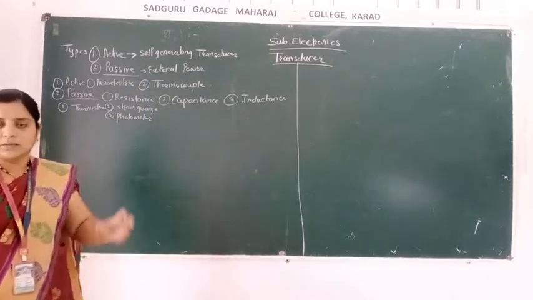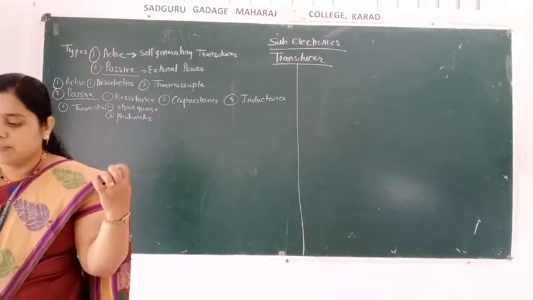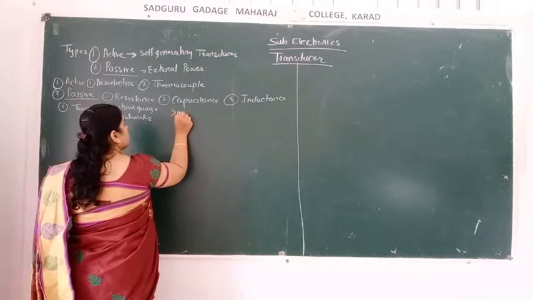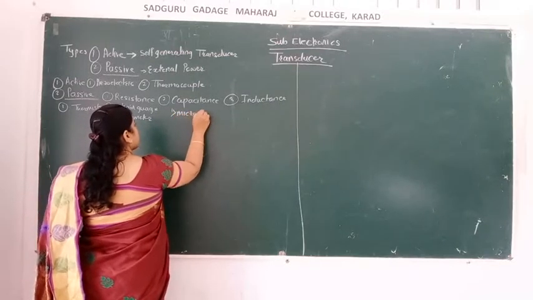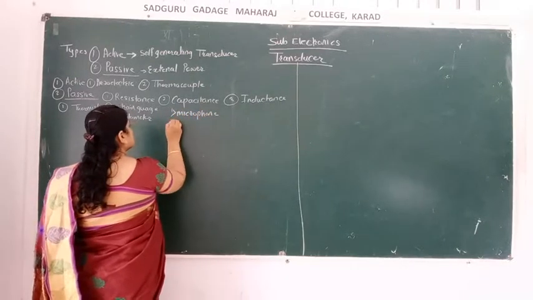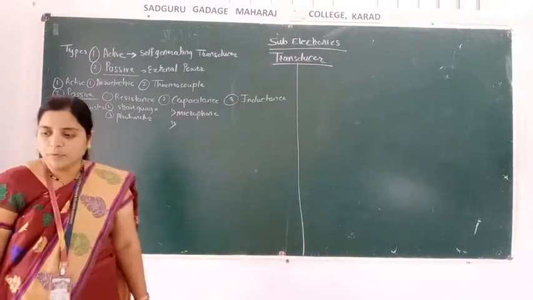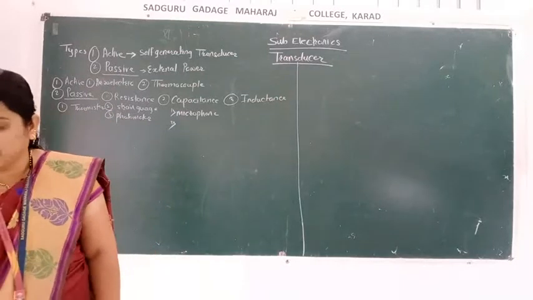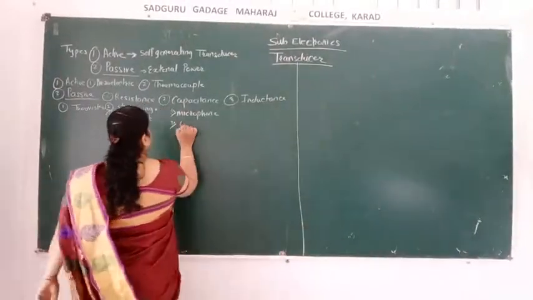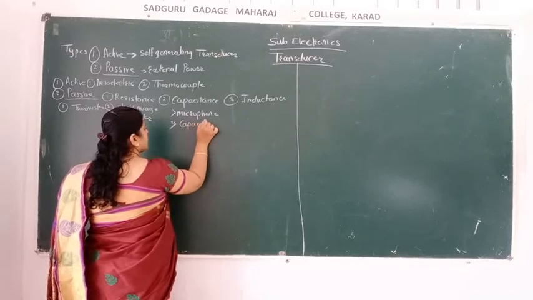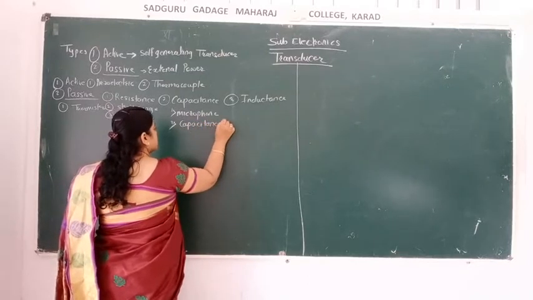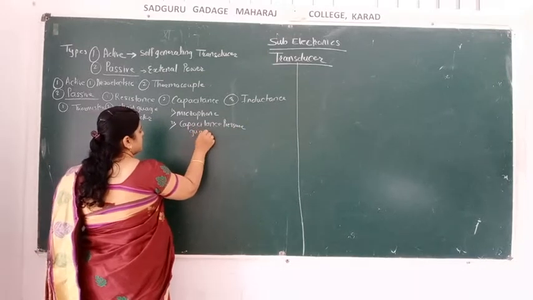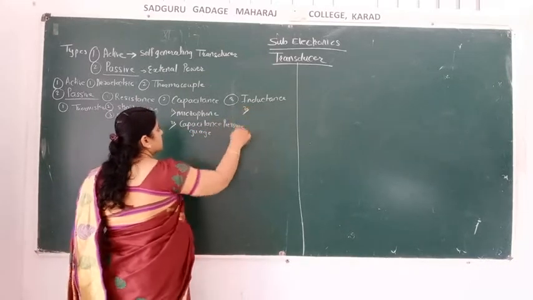In capacitance, the property of capacitance gives some transducers. First is the microphone transducer, and the second type of transducer in capacitance is the capacitor pressure gauge. These are the two types of transducer.